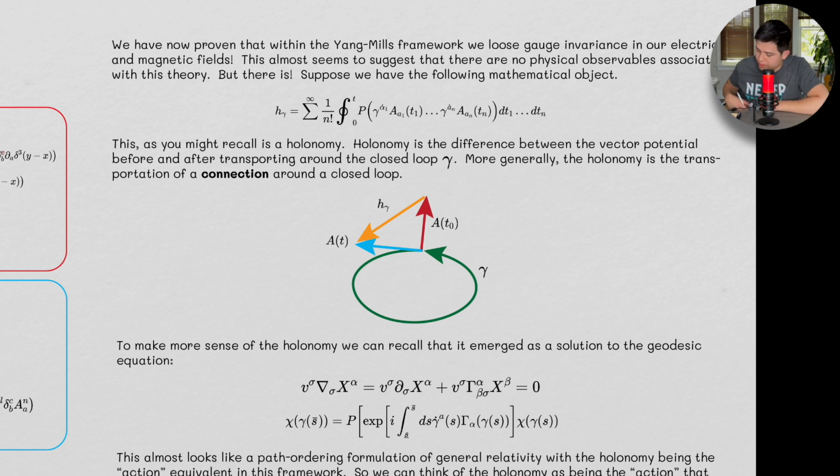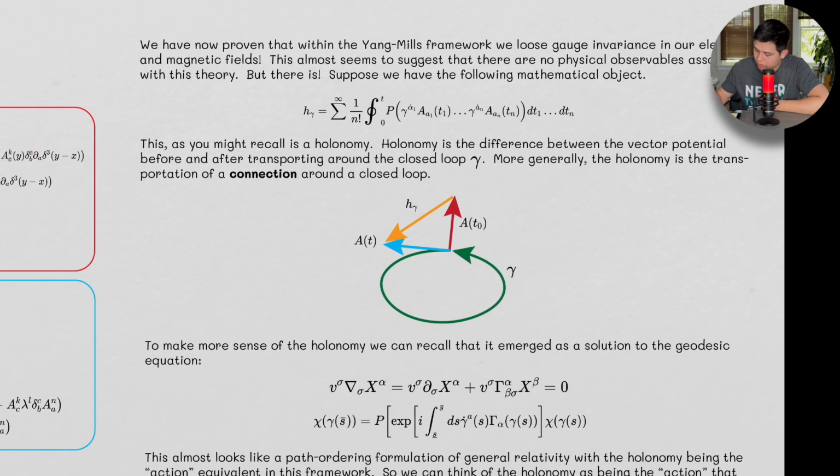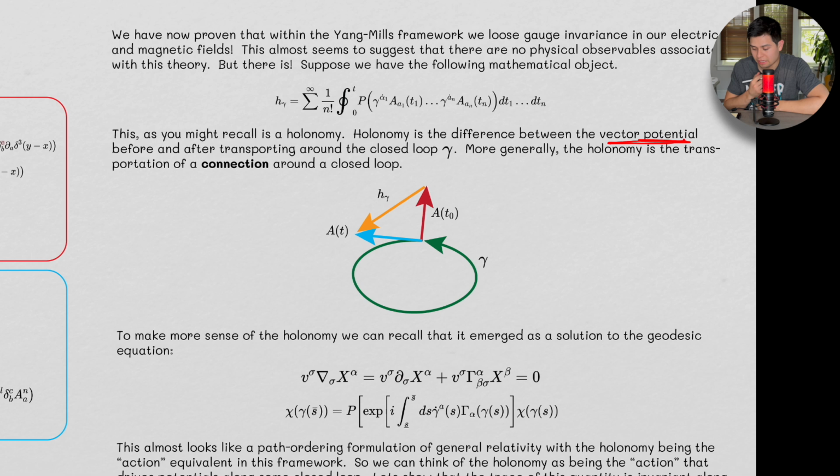Suppose we have the following mathematical object, which looks like this. Now this looks like it comes out of the blue, but really this is just a path integral over a closed loop. This, as you might recall, is a holonomy. Holonomy is the difference between the vector potential, which is important, it has to be a potential vector, before and after transporting it around a closed loop gamma. More generally, the holonomy is the transportation of a connection around a closed loop.